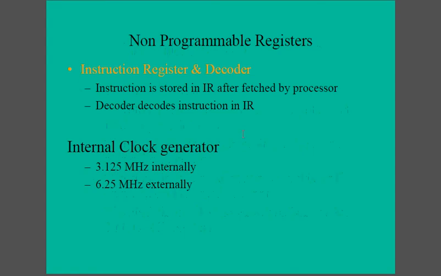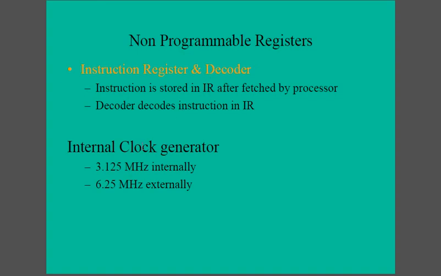Okay, non-programmable registers. The instruction register, IR, is one that we cannot touch. This is a special non-programmable register, meaning it is used by the microprocessor and the user cannot interrupt it. The purpose of the instruction register is to store the instruction after it has been fetched by the processor, and the decoder decodes the instruction in the IR.